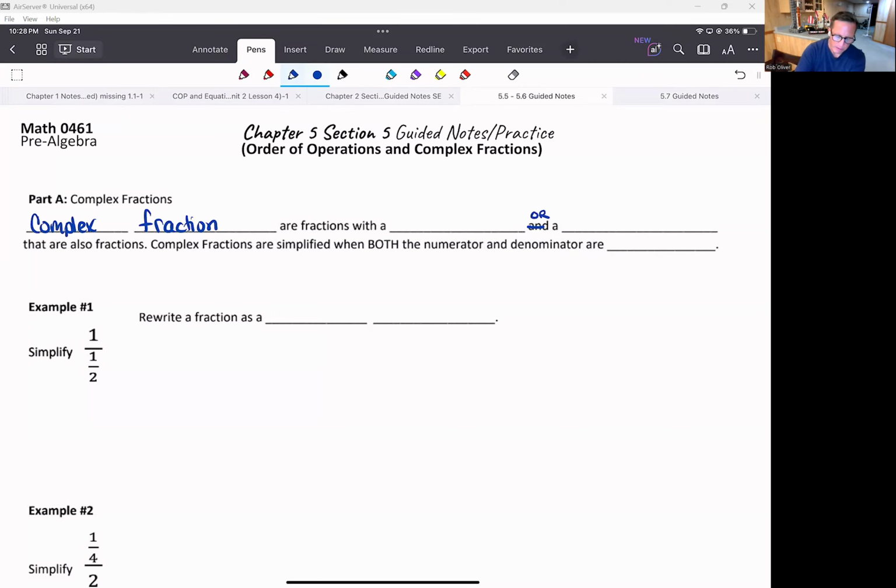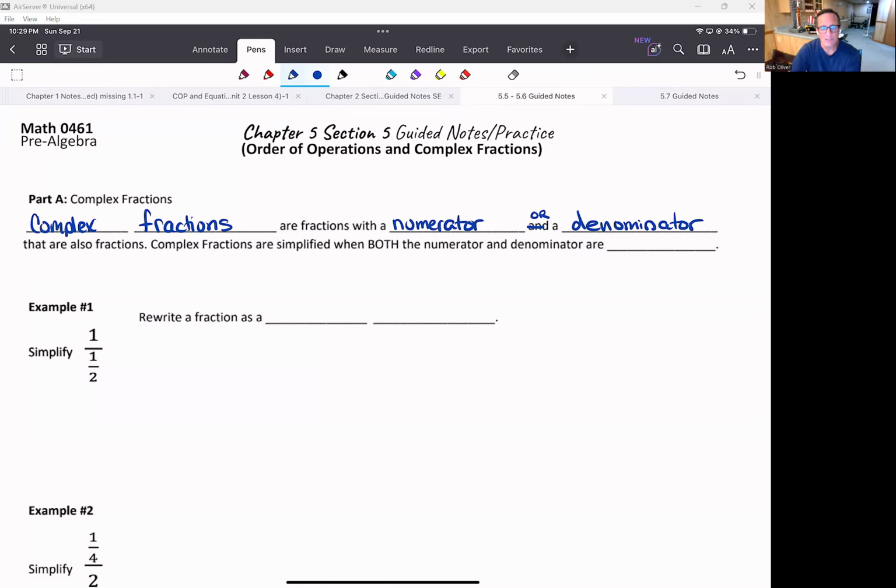Complex fractions are fractions with a numerator or a denominator. And so it could be or and. It could be both, and I'll explain that. So the numerator or denominator or both that are also fractions. That means the top number is a fraction, the bottom number could be a fraction, or both the numerator and denominator could be fractions.